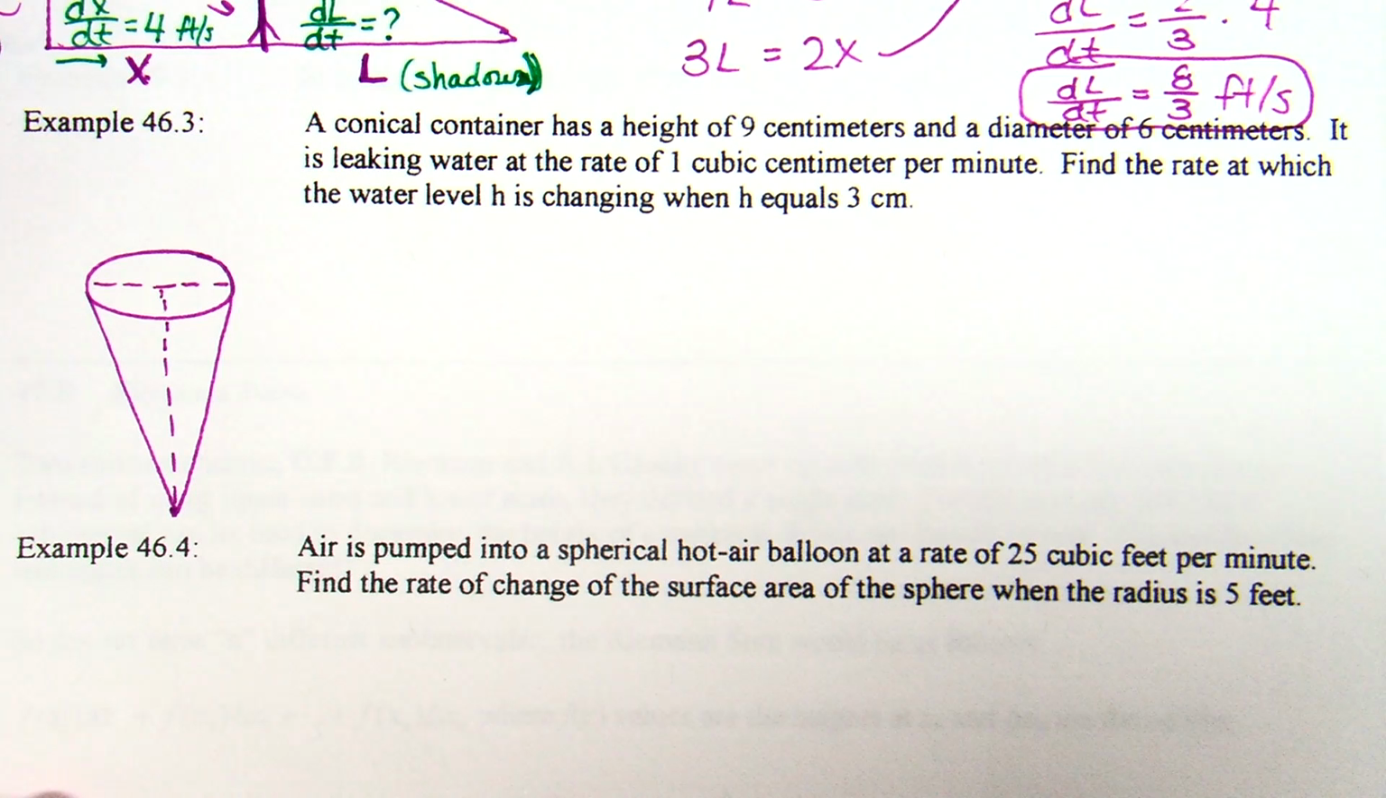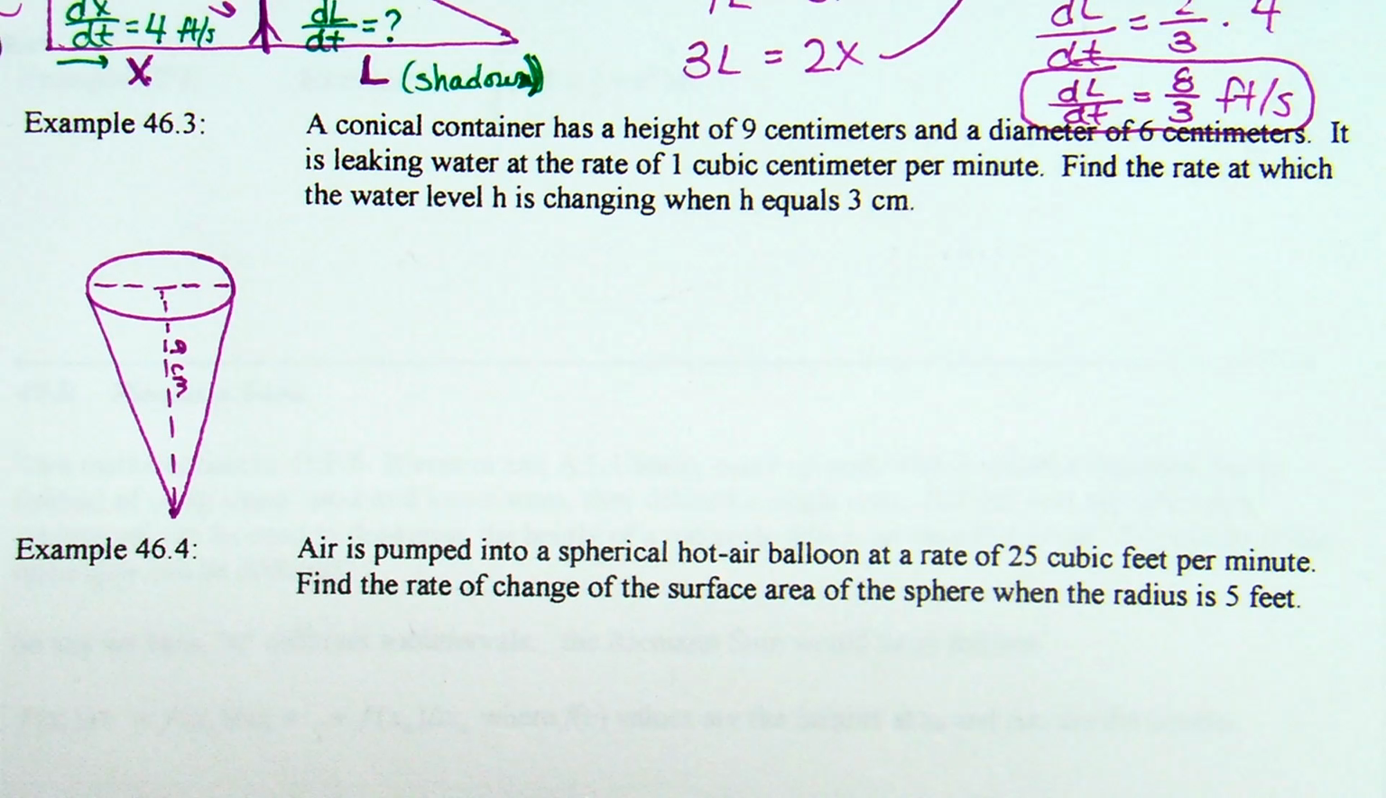So I'm going to label my height as 9 centimeters and a diameter of 6 centimeters, keeping in mind the diameter goes all the way across the circle. It is leaking water at a rate of 1 cubic centimeter per minute. So notice there is the word rate, and it's leaking water.